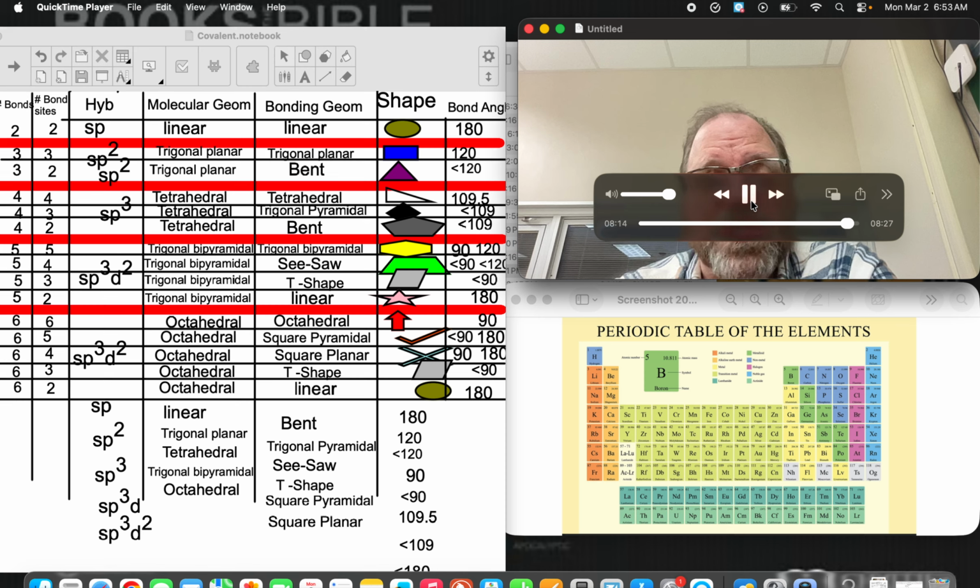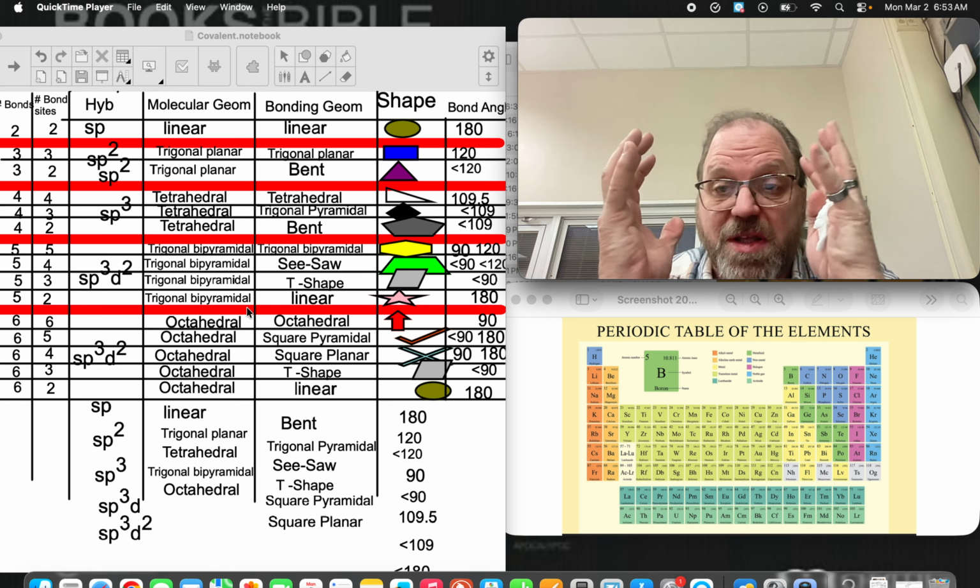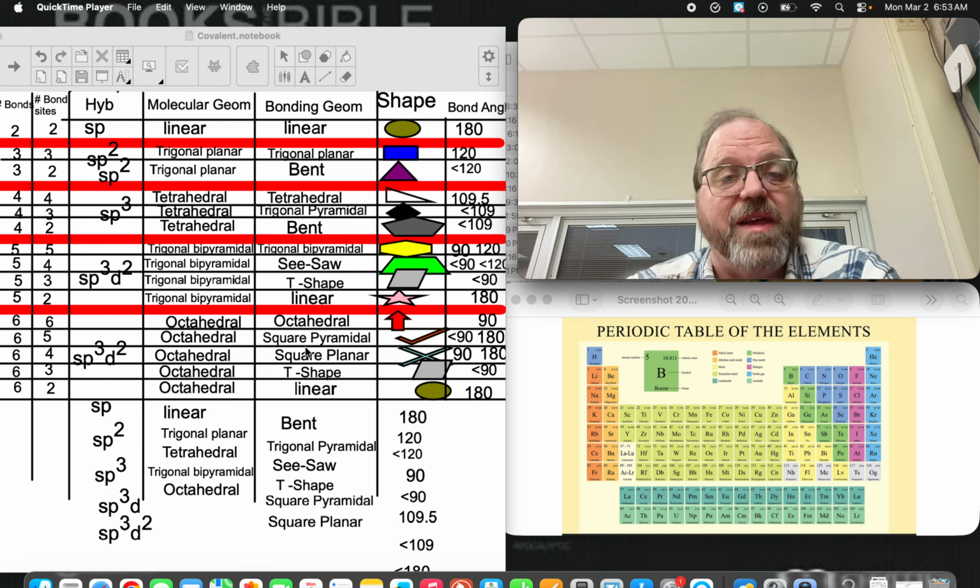The shape you see here is the bonding geometry. Molecular geometry is always the same. It gives us the basis, and we work from there to get the other structure.